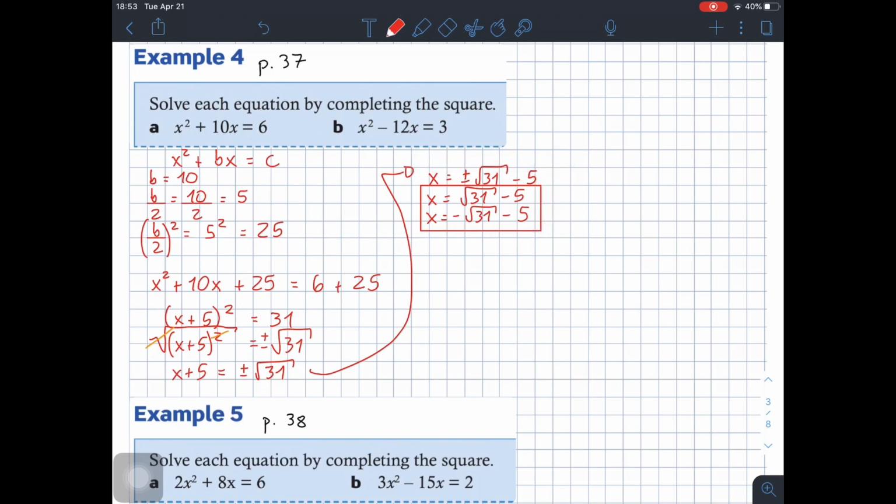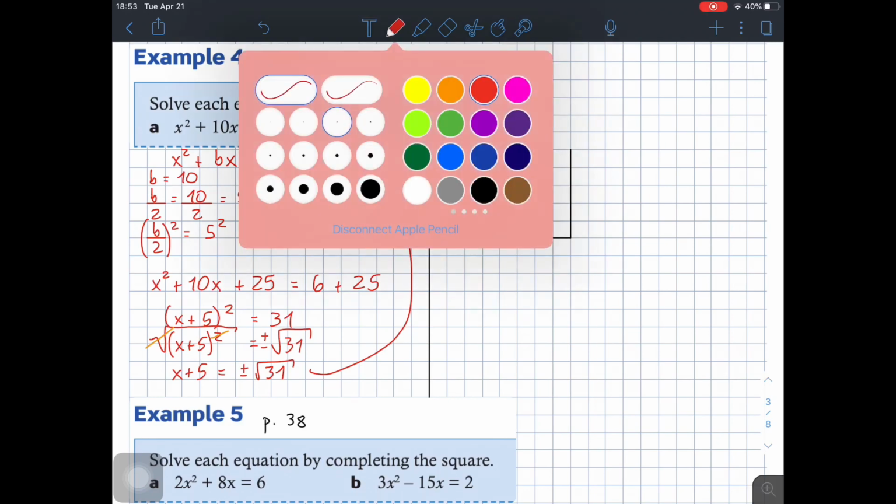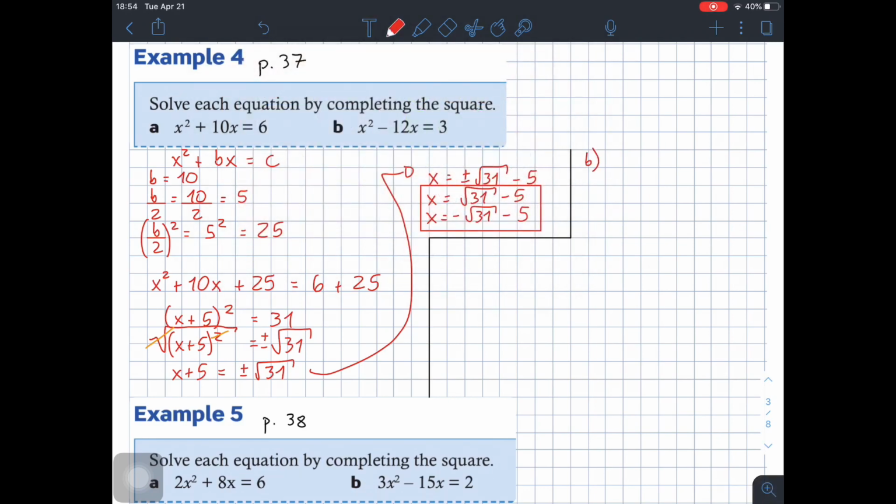So that's it for part A. Then I'm going to make a small division here for part B. Okay, so for part B, I'm going to start up here. We need to solve this once again by completing the square. Let's see if we can do this a little bit faster.